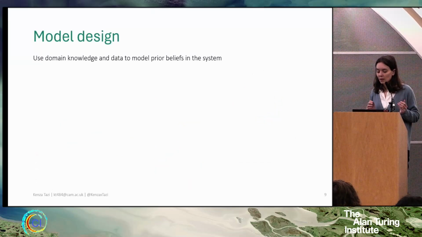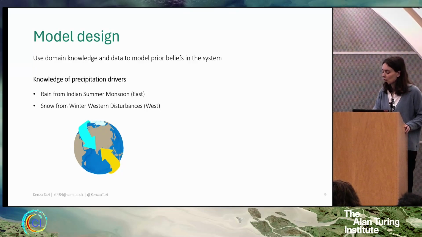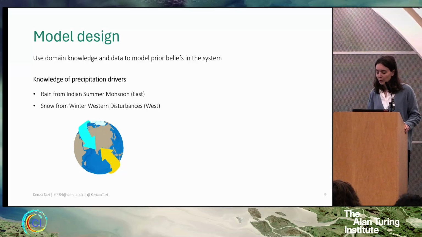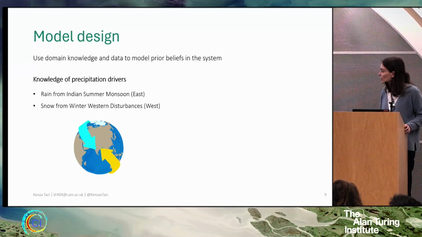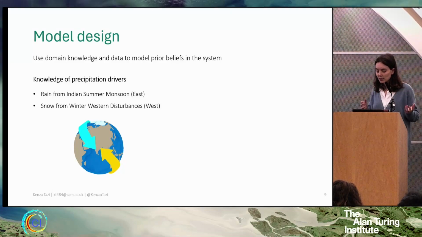So let's look at some examples of domain knowledge and data analysis that we'll incorporate into our model design. The first is our knowledge of large-scale atmospheric drivers of precipitation in the upper Indus Basin. The first driver is the Indian summer monsoon, which brings rain from the east in the summer, and it's represented by this orange arrow. And the second are the winter western disturbances, which bring snow from the west, which I've represented in this blue arrow. And both of these events follow an annual periodic pattern, which we can build into our model directly.